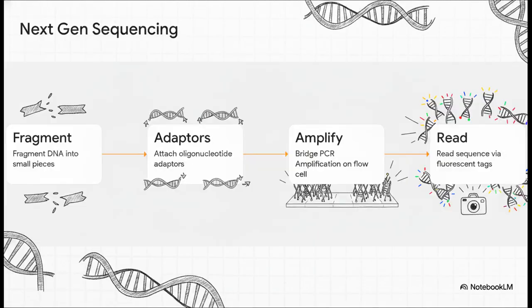It's wild. Let's quickly break down how that next-generation Illumina sequencing actually works. Step 1. You fragment the DNA into small pieces. Step 2. You attach these little chemical handles, oligonucleotide adapters, to the ends. Step 3. You wash them over a flow cell and use bridge PCR amplification to create dense clusters. And finally, Step 4. You read the sequence using fluorescent base tags. As each uniquely tagged letter binds to the DNA, it flashes a specific color. So you've got a camera recording millions of tiny, flashing lights, reading the code all at once.